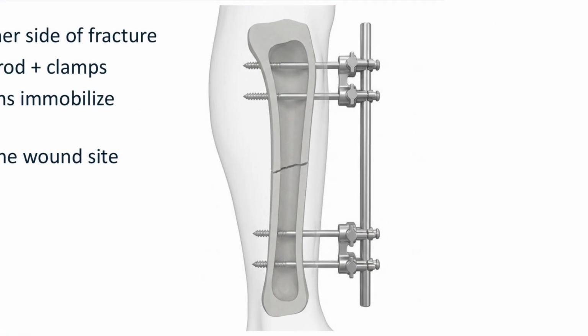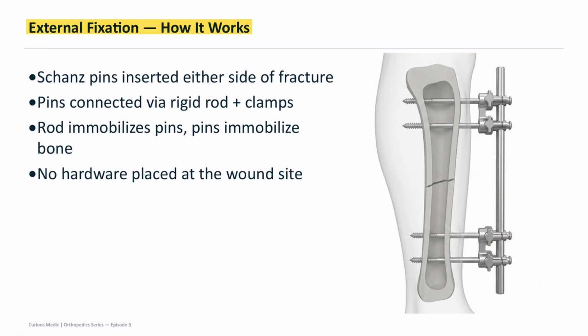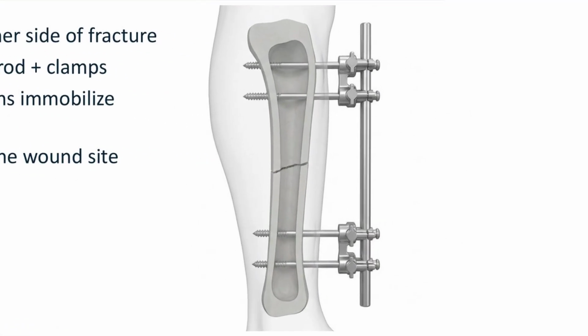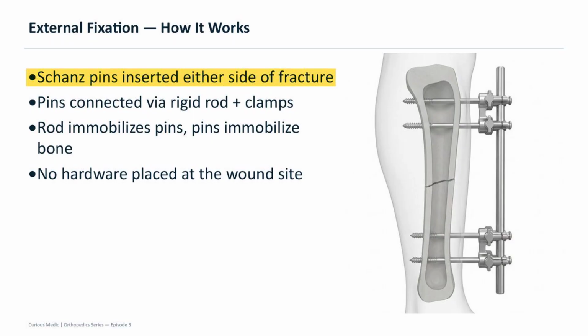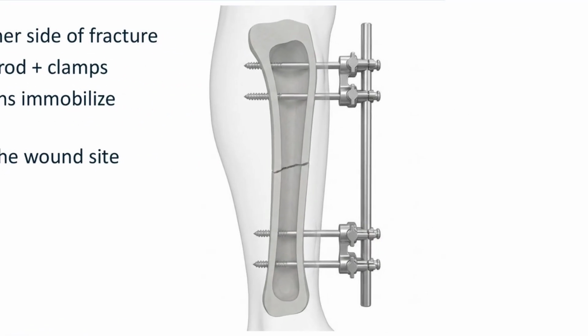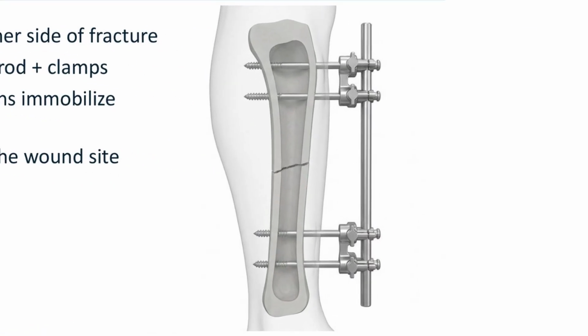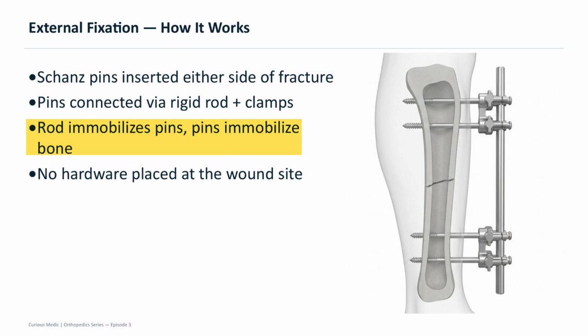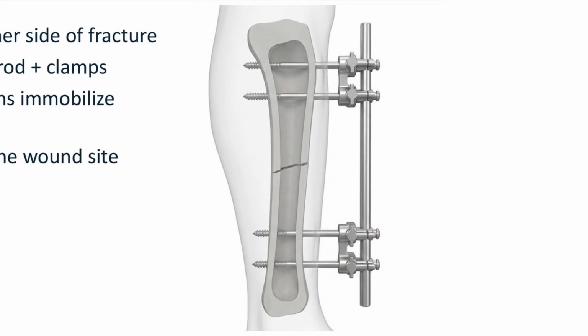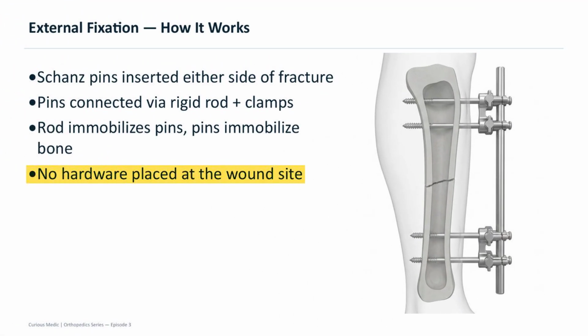An external fixator stabilizes the bone from outside the body. You insert Schanz pins into the bone on either side of the fracture, away from the wound site. You then connect those pins to a rigid connecting rod using connectors. The rod immobilizes the pins, the pins immobilize the bone. Fracture stabilized, without a single piece of hardware anywhere near the wound.